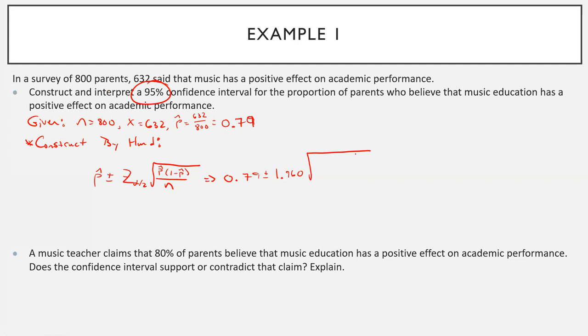Times the square root of p hat, which is 0.79, times 1 minus p hat, 1 minus 0.79, divided by n, which is 800. So it's the square root of all of this.